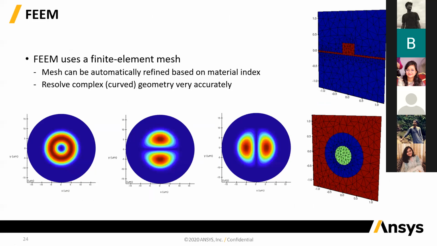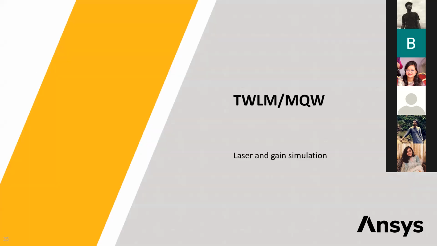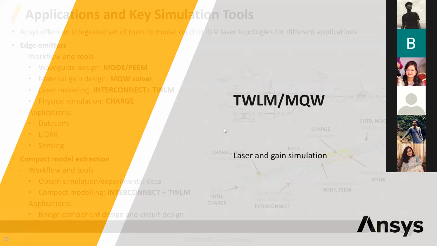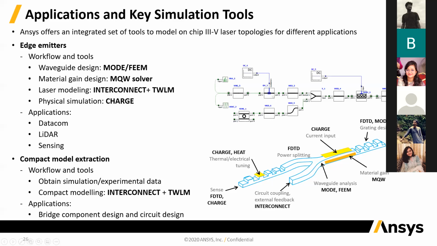Okay, so next up is our MQW or multi-quantum well solver. And the TWLM here refers to traveling wave laser model. This is a model in INTERCONNECT, which is our photonic circuit solver. These two combined give the user an option to simulate lasers. As the slide mentioned, the combination of these tools allows you to model on-chip III-V lasers for different applications. The way you run your simulation requires multiple solvers, and that's where all the tools in our portfolio come in.